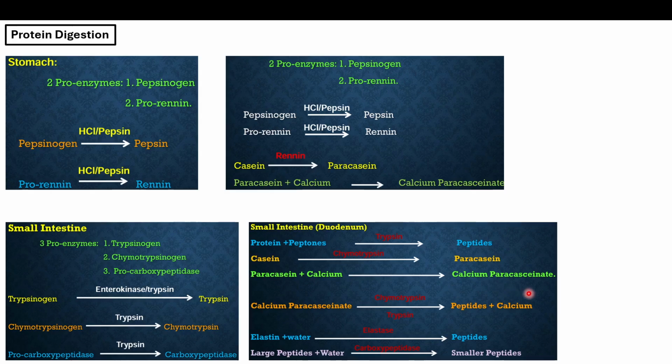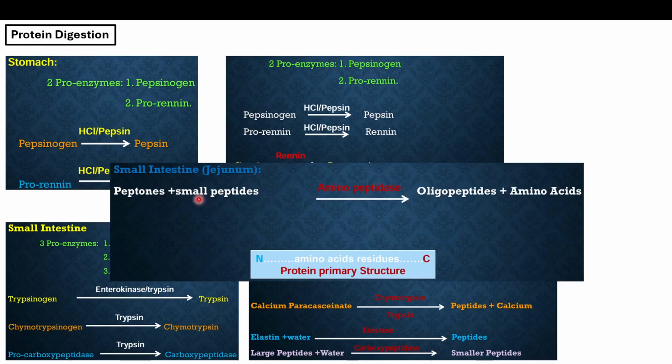Paracasein plus calcium again forms calcium paracaseinate. Now, calcium paracaseinate is again acted upon by chymotrypsin and trypsin to give rise to peptides and calcium. There's elastin and water acted upon by elastase enzyme to give rise to peptides. And large peptides plus water are acted upon by carboxypeptidase enzyme to give rise to smaller peptides. Finally, in the jejunum part of the small intestine, peptones and smaller peptides are finally acted upon by aminopeptidases to give rise to much smaller peptide chains and amino acids as well.